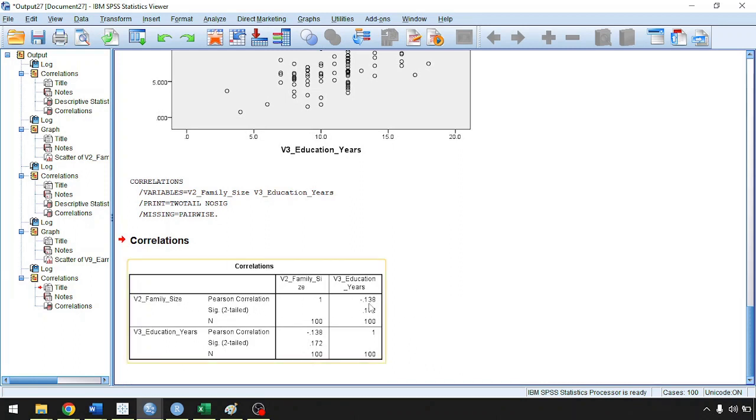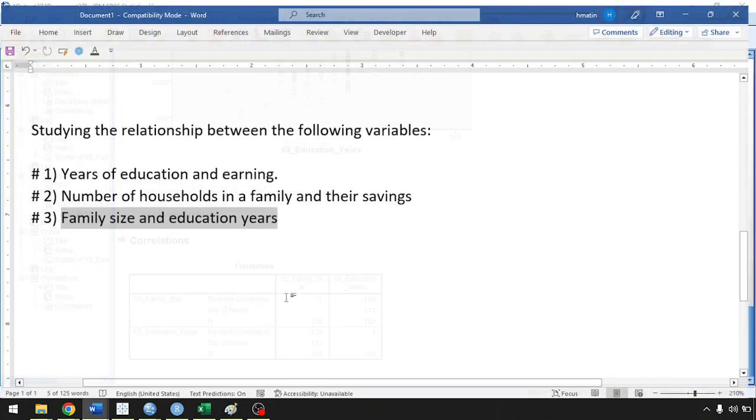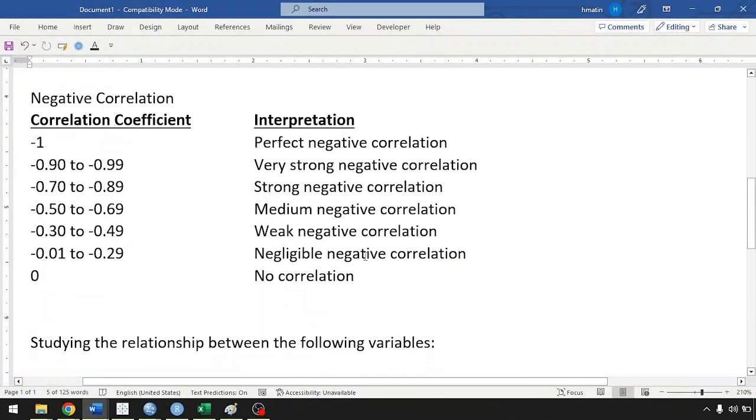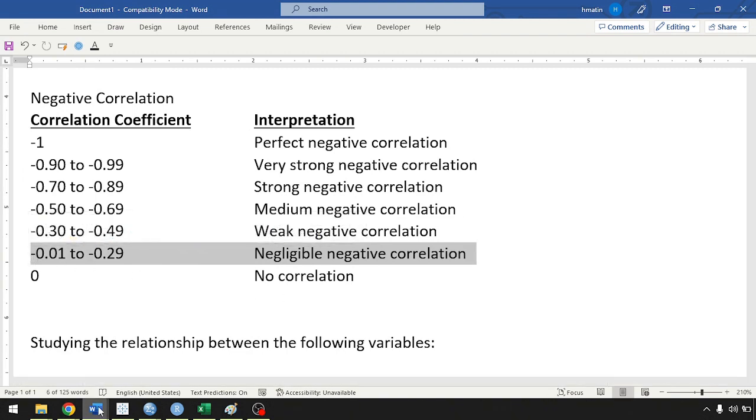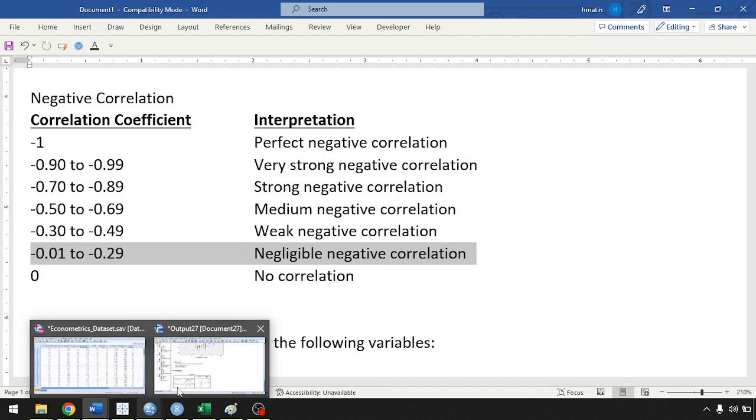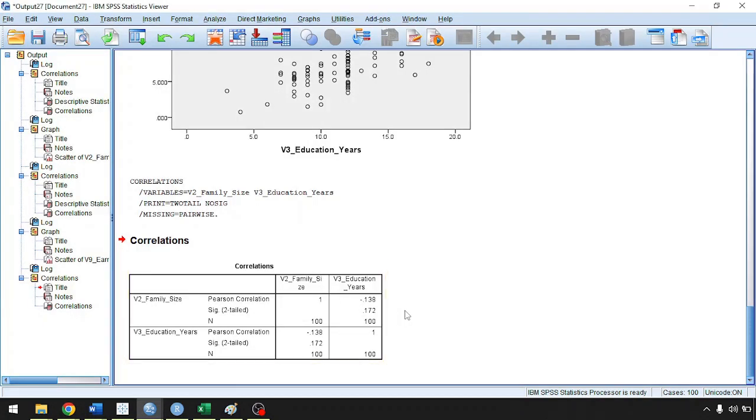The correlation coefficient is actually very, very low. It's below 1. So it's minus 0.138. So this means that this relationship, as our metrics explains, is actually a negligible negative correlation. It means it's not something that we can consider, it's not significant at all.